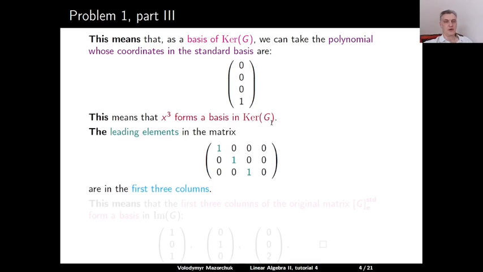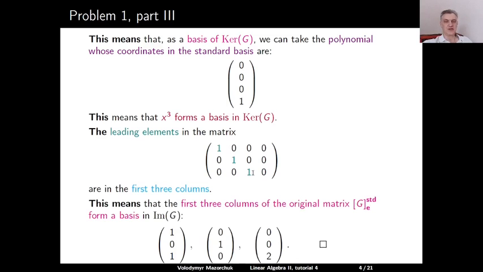Let us return back to our row echelon form and note that in our matrix the leading elements were in columns 1, 2, and 3. This means that if you look at the first 3 columns of the original matrix of G in the standard basis, these columns are linearly independent and span the column space. So this means that the image of G is spanned exactly by the 3 first columns in the matrix of G in the standard basis. So it is spanned by the vectors 1, 0, 1, 0, 1, 0, and 0, 0, 2. And this completes problem 1.